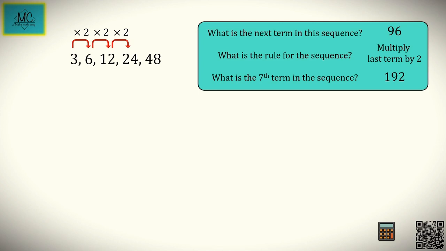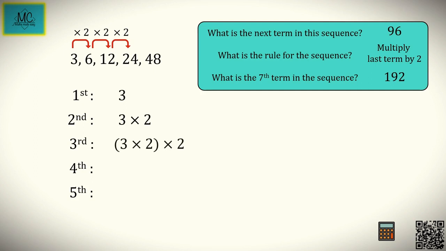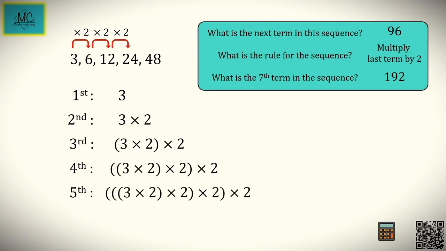Now you'll be wondering how. So let's see. The first term is 3. The second term is 3 times 2. The third is 3 times 2 times 2. So every single time the first number is multiplying by 2. Now 3 times 2 times 2 times 2, and the fifth one is again 3 times 2 times 2 times 2 times 2. So it means 4 times you are jumping, 4 times multiplying with 2.